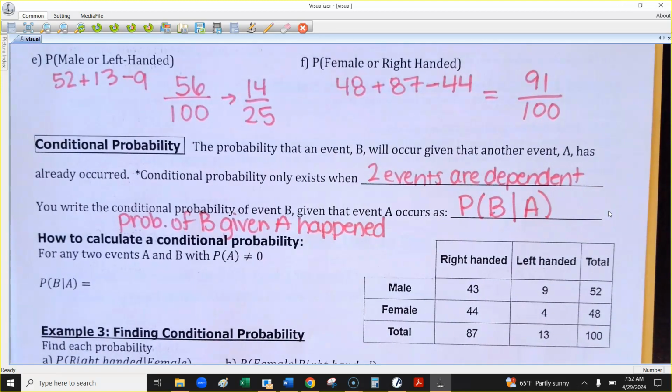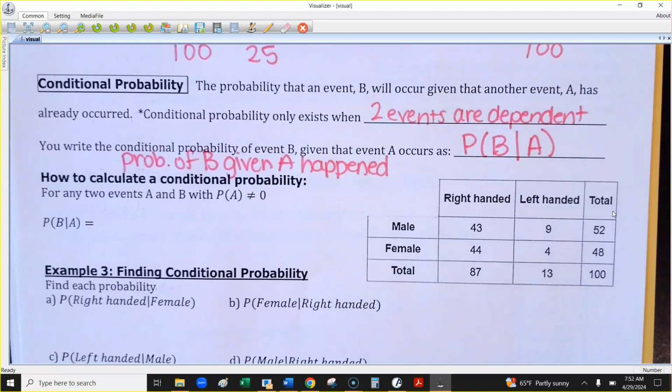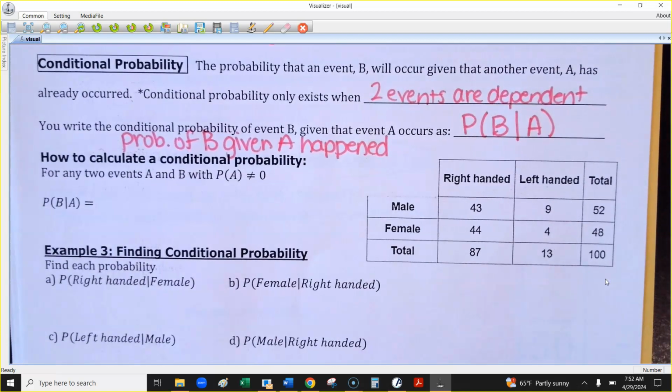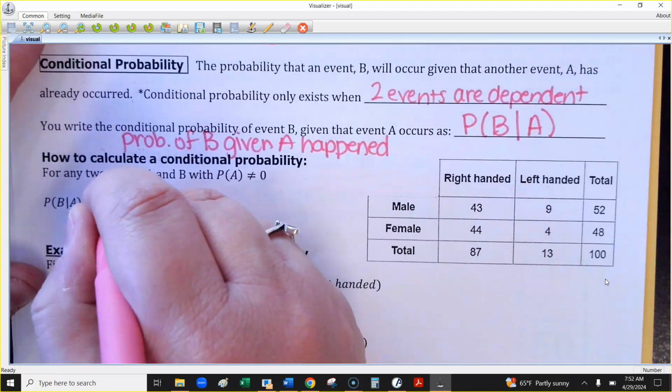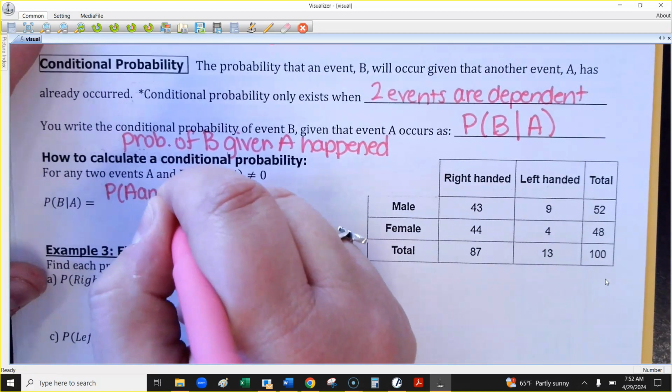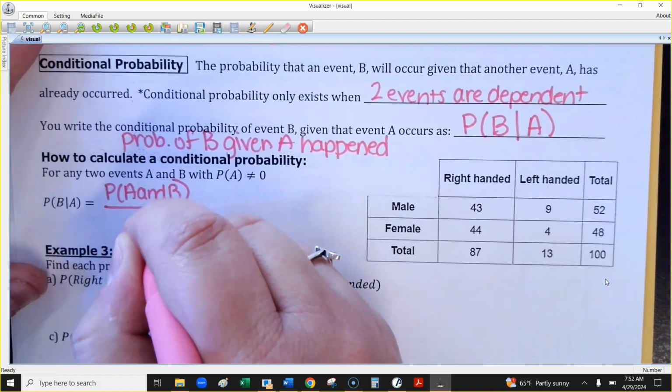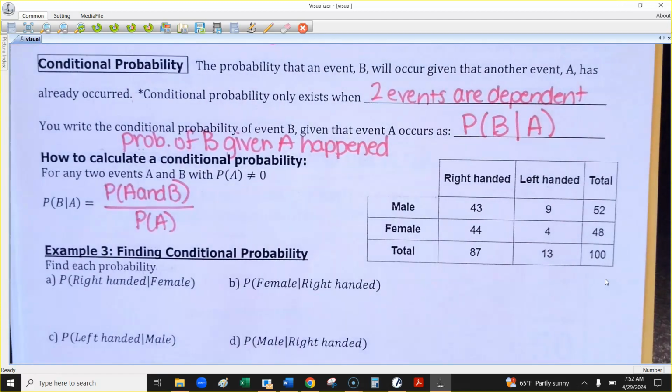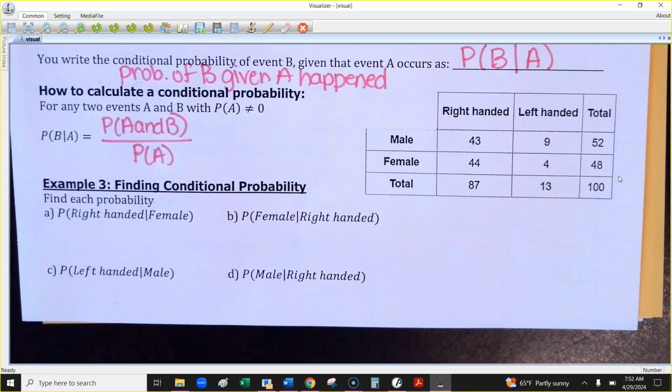Okay, now I'm going to give you the technical formula for this, but I'm really not going to encourage you to use it because it's way easier to do these problems in a little bit different way. The technical formula is the probability of A and B divided by the probability of A. Now, especially if you're working with a table, I would never use that formula. Here's what I would do.